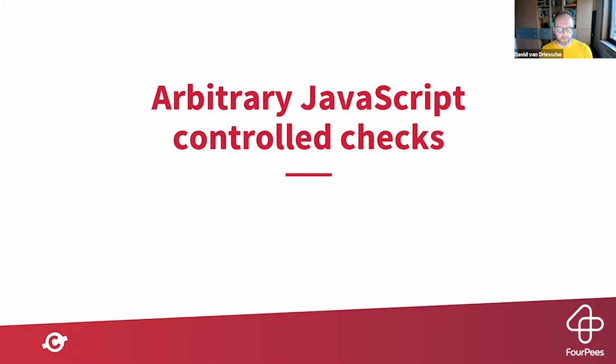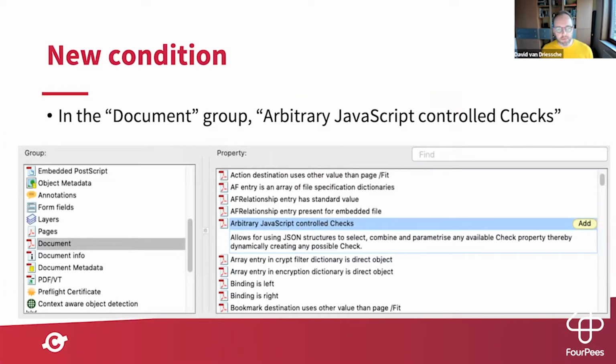But here's an overview. And the first one of those larger topics is arbitrary JavaScript control checks. What that is, is a condition in the document group. So if you create a new pre-flight check, you can search for the arbitrary JavaScript control checks condition. Actually, I think if you type JavaScript, there is only going to be one, but I haven't tried that. So you can look for that and you can add it to your pre-flight check.